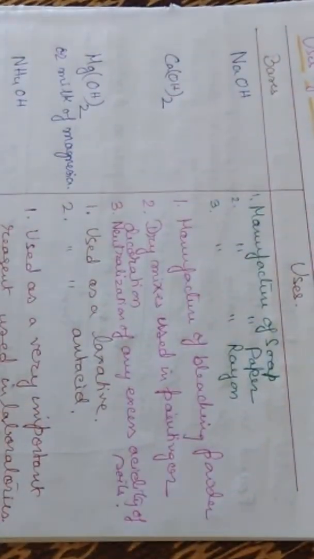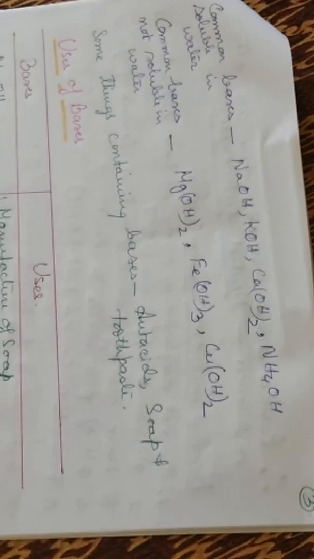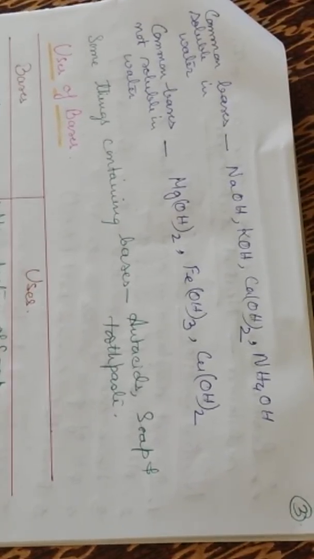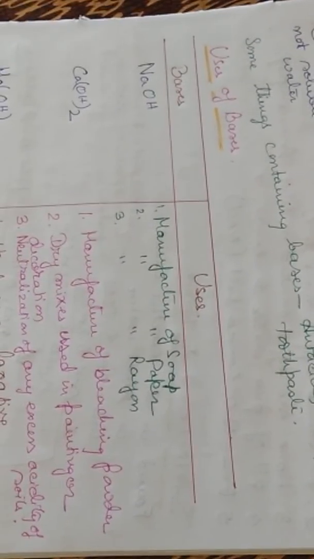Then we come to common bases. Common bases are sodium hydroxide, potassium hydroxide, calcium hydroxide, ammonium hydroxide. These are soluble in water. These are alkalis, you can say. Then common bases which are not soluble in water are magnesium hydroxide, ferric hydroxide, cupric hydroxide. Sometimes some things contain bases, like antacids, soaps and toothpaste.